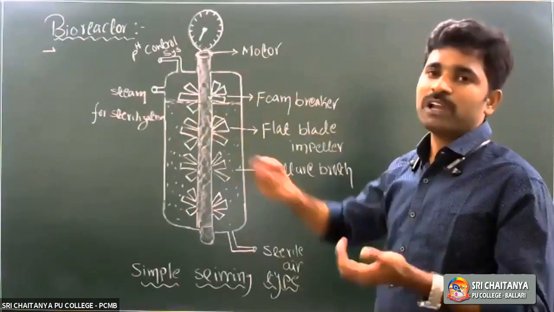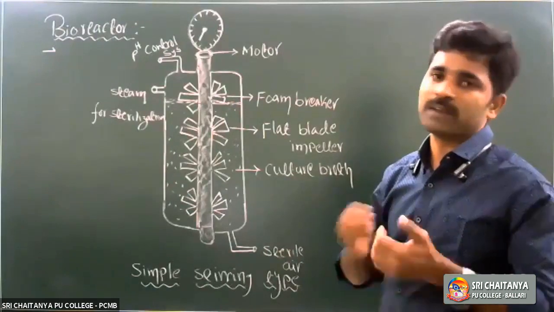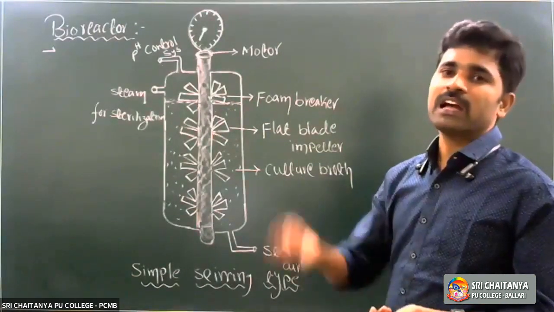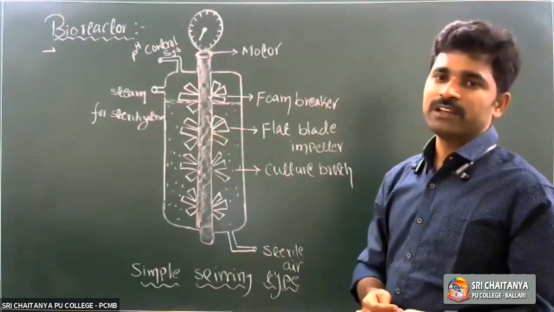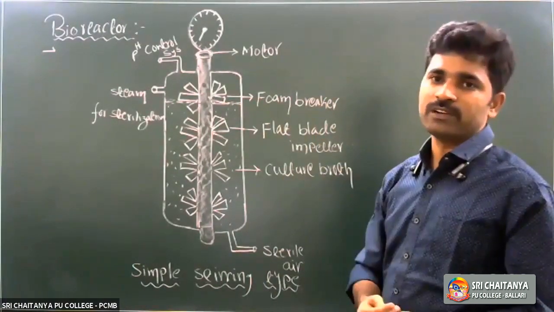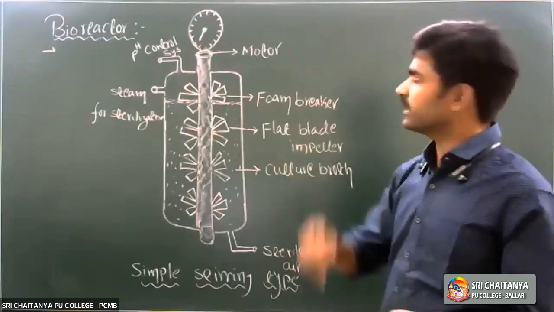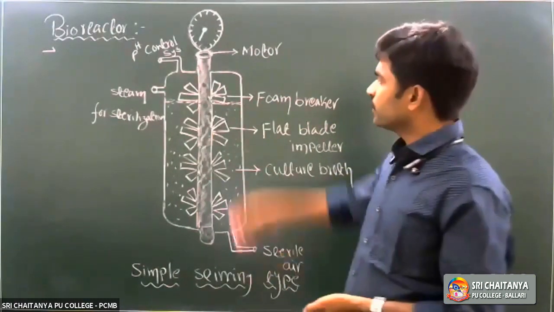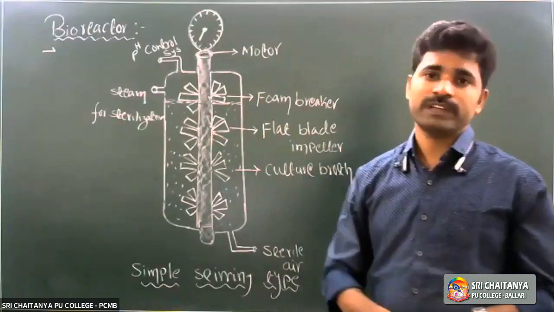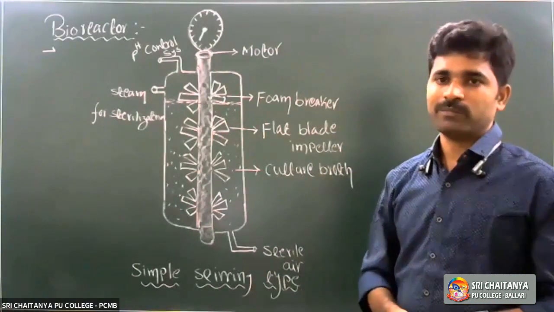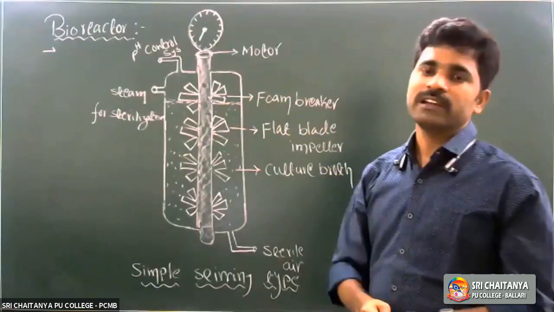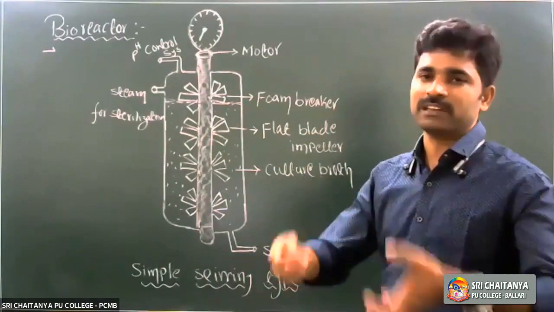See, when we transfer that recombinant DNA containing bacterial cells into the bioreactor, what will happen? Those bacterial cells undergo replication, right? Binary fission or replication. Along with the bacterial genetic material, the foreign genetic material we inserted into the bacterial cell also undergoes replication, right? So like that, the total raw material is converted into bacterial cells.